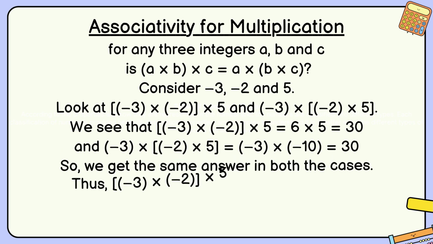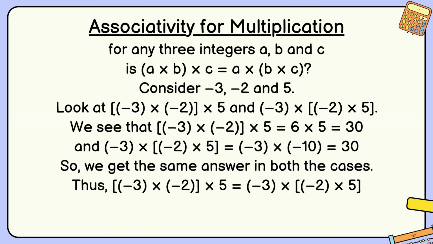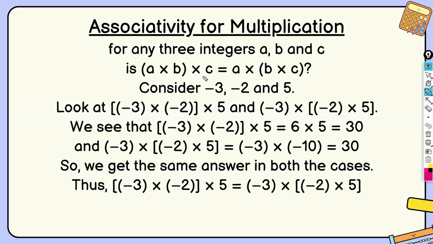Associative property of multiplication. The associative property says that a into b into c is equal to a into b into c, grouped differently. Now we'll see whether this property is followed in multiplication of integers or not. So we'll consider minus 3, minus 2 and 5 as a, b and c. So here this becomes a into b into c and here this becomes a into b into c.